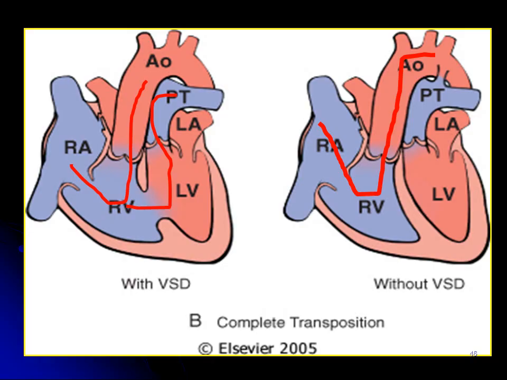On the left is a transposition of great vessels with associated ventricular septal defect, which allows the blood to go into the pulmonary circulation. On the right side is a transposition of great vessels without the ventricular septal defect. The venous blood is directly shunted into the systemic circulation via the right ventricle and the aorta because of the malpositioned aorta. This is incompatible with life.